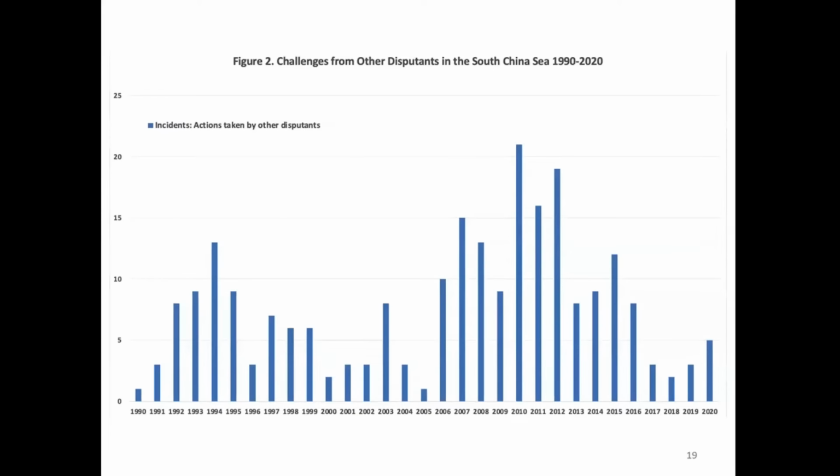The blue bars that you see here are coded as incidents, by which I mean actions taken by the other South China Sea disputants. And it's important to note here that these actions are not necessarily actions that tilt the military balance of power to China's disadvantage. Oftentimes, these are actions taken by other disputants in order to strengthen their own administrative control on their sovereignty and maritime rights within the South China Sea. And China views these actions as diminishing China's own sovereignty claims as well as maritime rights within Southeast Asia.